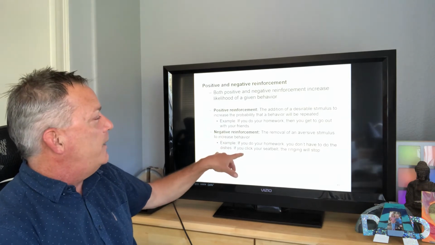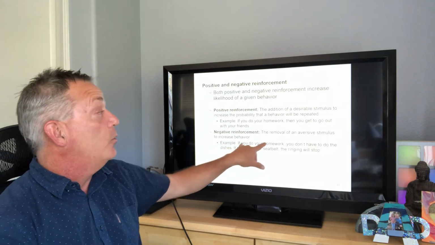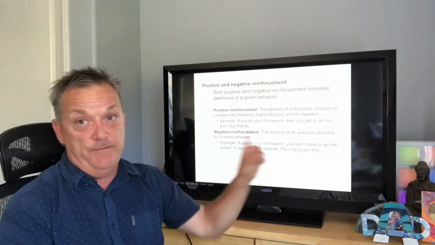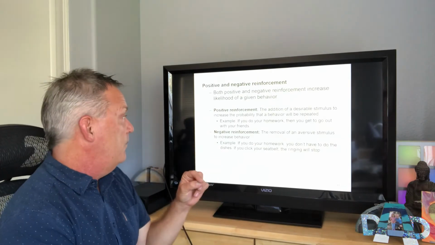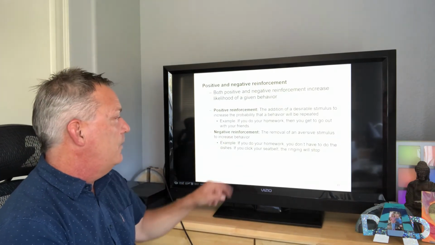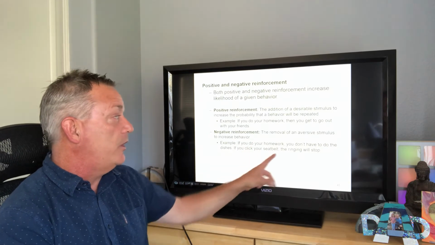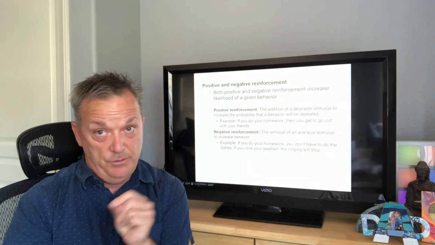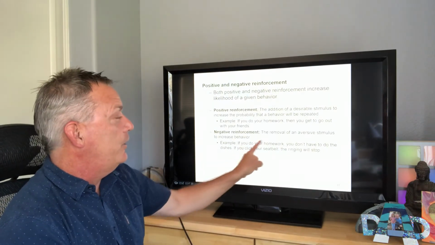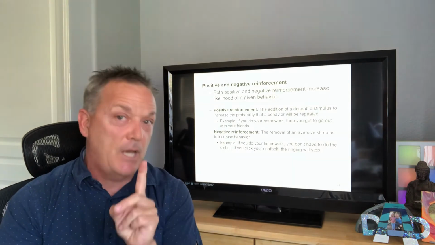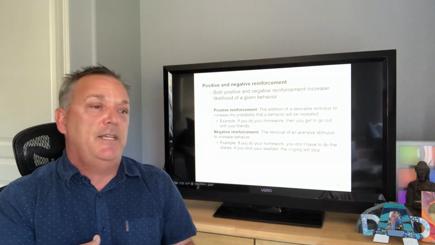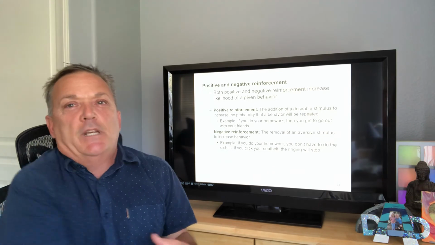Negative reinforcement: how are we going to increase this behavior? We're going to remove an aversive stimulus to increase the behavior. Example: if you do your homework, you don't have to do the dishes. If you click your seatbelt, the ringing will stop. Ding, ding, ding, ding. Negative reinforcement, click it.